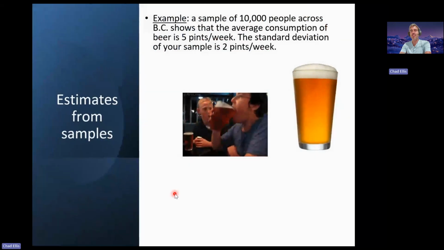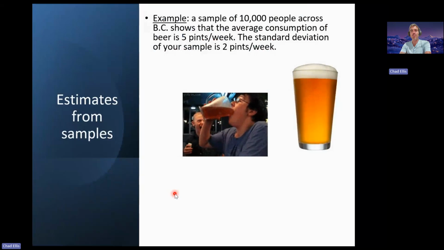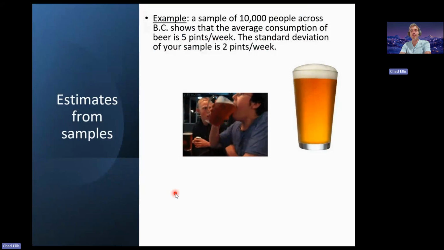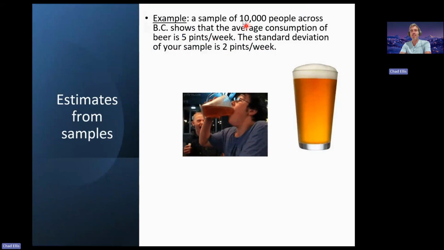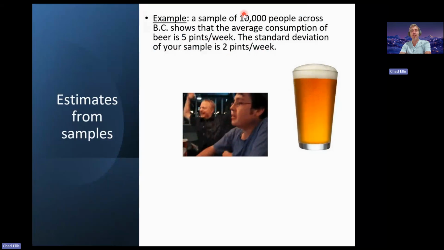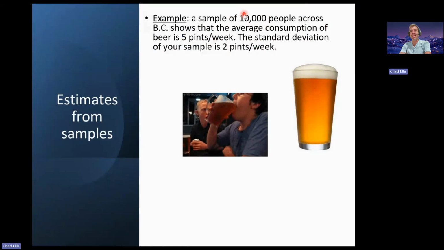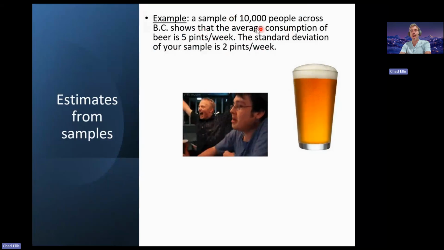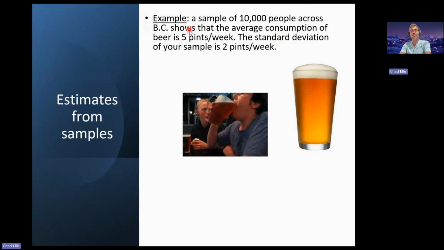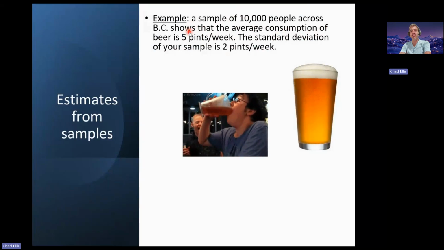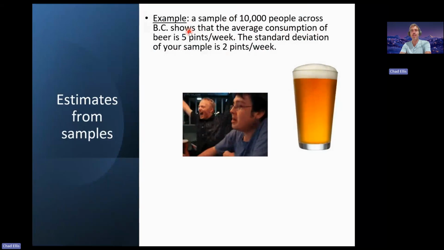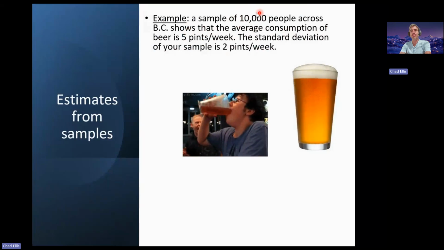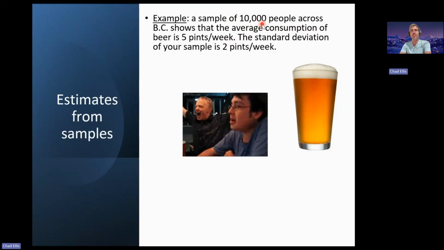Okay, so let's do some examples because that best illustrates how we can use the standard error to estimate uncertainty between samples and populations. So imagine we go out there and do a sample of 10,000 people across BC. So that's our sample size, N equals 10,000. And what we're interested in is finding out how many pints the population of BC, the average person, drinks during a week. Of course, there are millions of people in BC, so our sample is relatively small compared to the overall population.